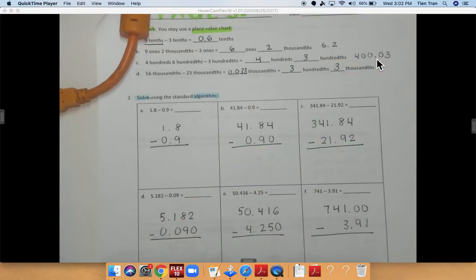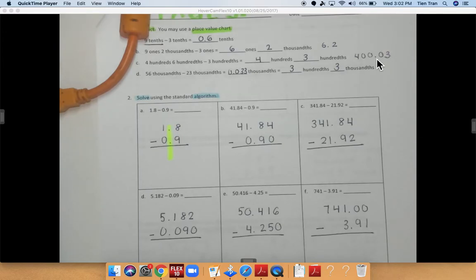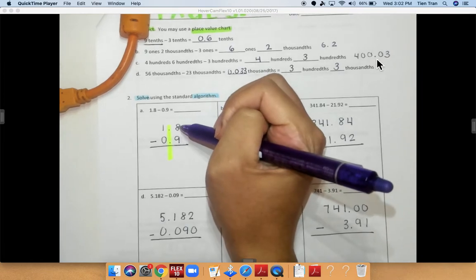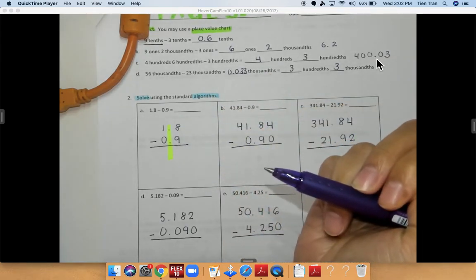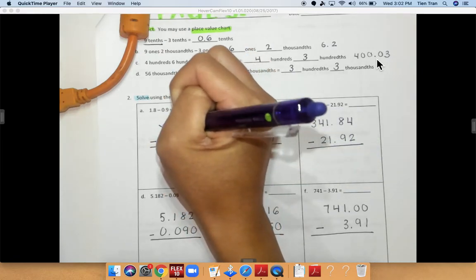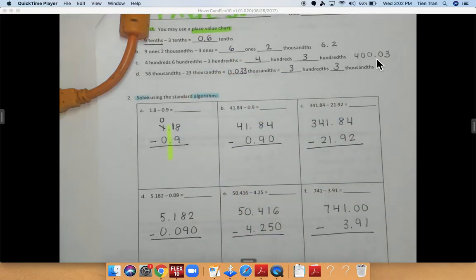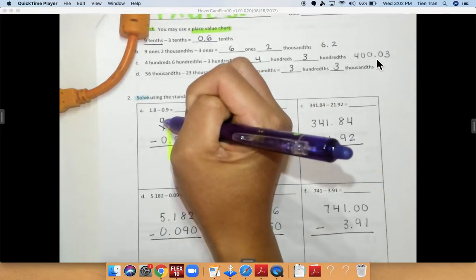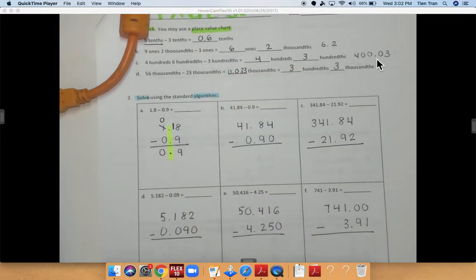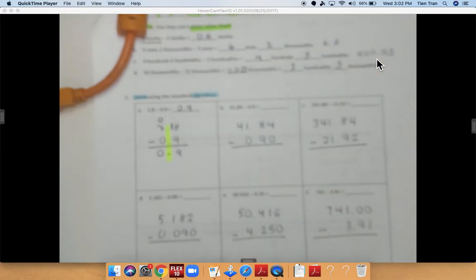So if you notice these decimals right here, they are going to stay in the same place and they never move, okay? So right here, they want me to subtract 8 minus 9. I can't subtract 8 minus 9, but I can borrow from my neighbor, and my 1 changes to a 0. 18 minus 9 is going to give me 9. Bring down 0 minus 0, which is going to give me 0. Don't forget to bring down your decimal. So my final answer is 0 and 9 tenths.